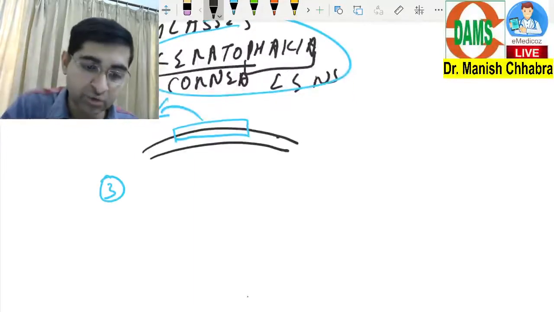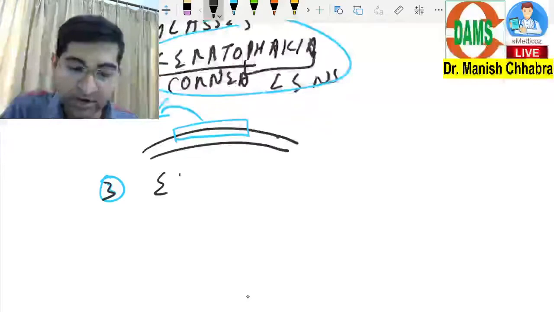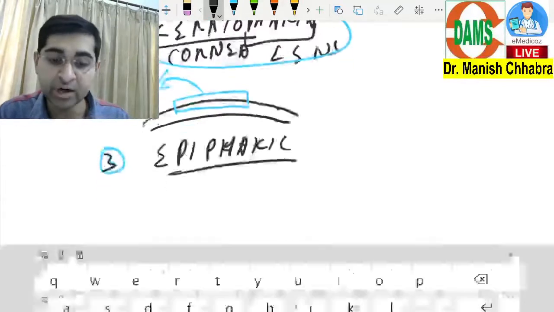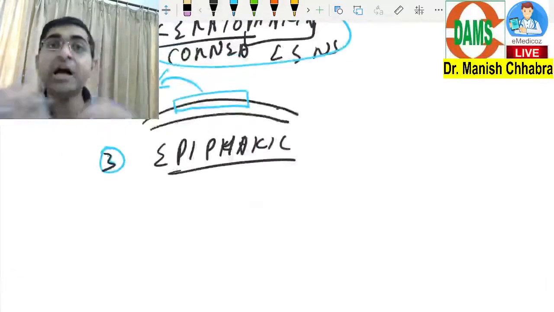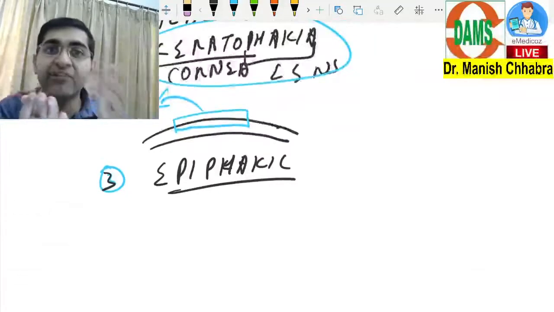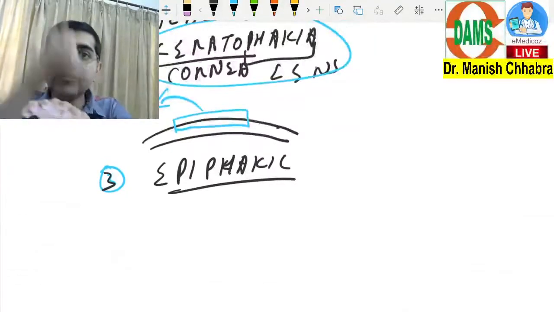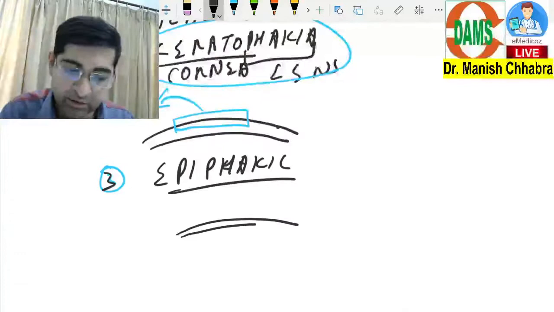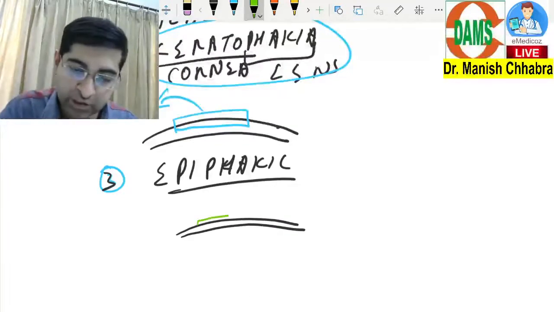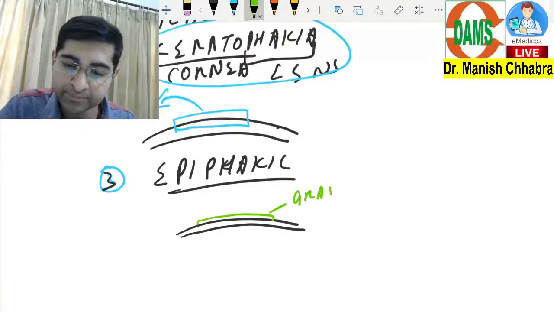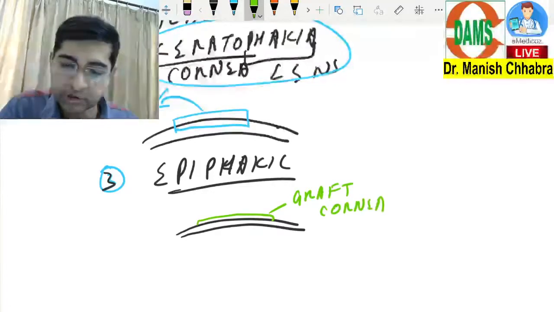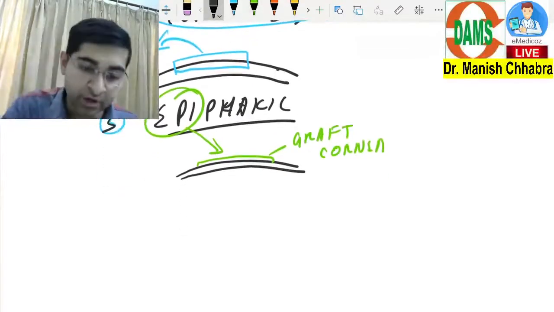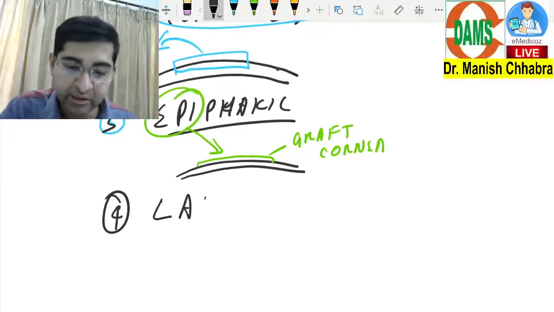Third is what you can do. Here it is keratophakia, then we have epiphakia or epikeratophakia. Epi means above. So here we do not actually create a flap. We simply suture the graft cornea over the surface of the patient's cornea. So if this is the cornea of the patient, we simply suture the graft cornea. So epi means above. So this is epikeratophakia.